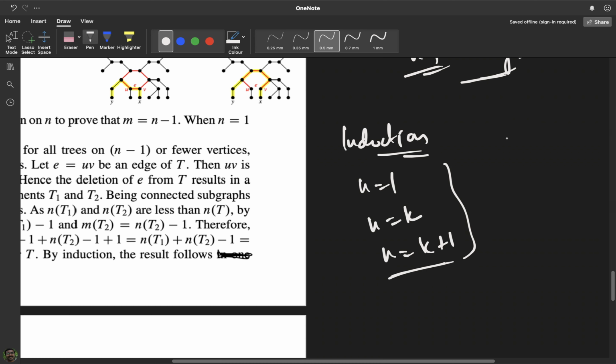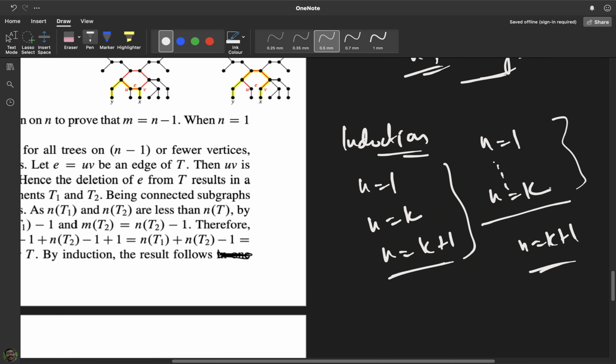In that also we'll use the same property. First we'll prove that this result is true for n equal to 1. Then we'll assume that the result is true for all n up to k. So it is true for n equal to 2, it is true for n equal to 3, etc., up till n equal to k, we assume that it is true. Then we will prove that the result is also true for n equal to k plus 1. This is the strong form of induction. These two forms are equivalent, and I will be using this form to prove this result.